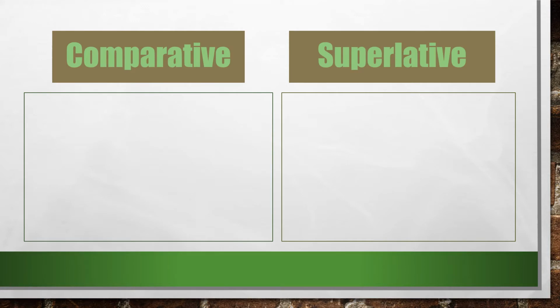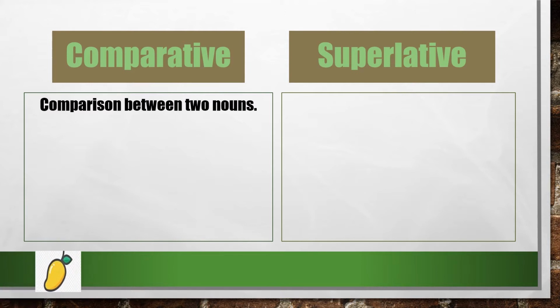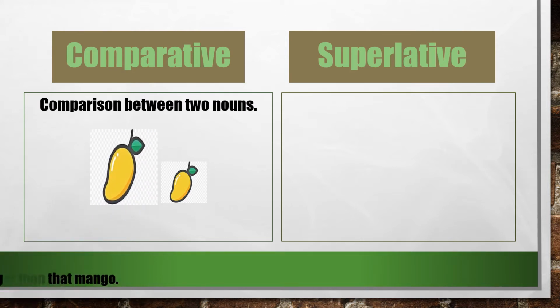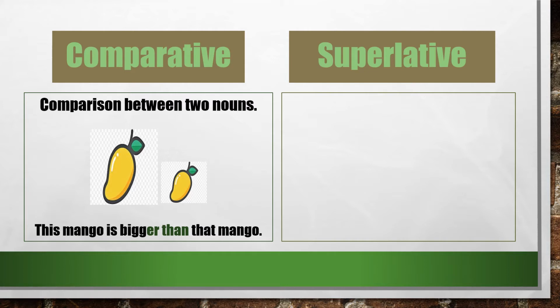Comparative adjectives compare two things or people. This is a comparison between two nouns. Comparative adjectives dia membandingkan dua benda ataupun dua orang saja. For example, this mango is bigger than that mango. Mangga ini lebih besar daripada mangga itu. Notice that the adjective ends in er and is followed by than.